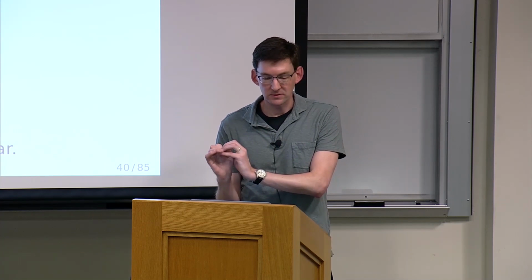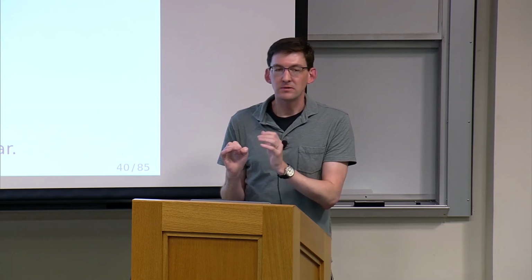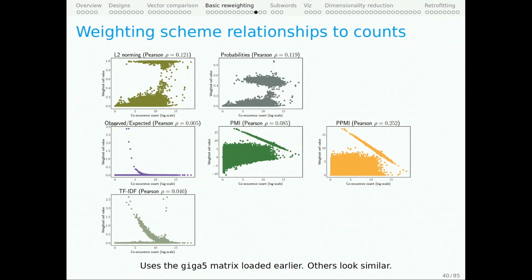Another pitch I made to you is that you might think about how the co-occurrence counts relate to the reweighted counts. Obviously, if your reweighting scheme just makes a proportional shift of the underlying counts, it's probably not so meaningful. What we really want, presumably, is to see something really different when we look at the new cell values and how they correlate with the old ones. And so here are some plots that do that.